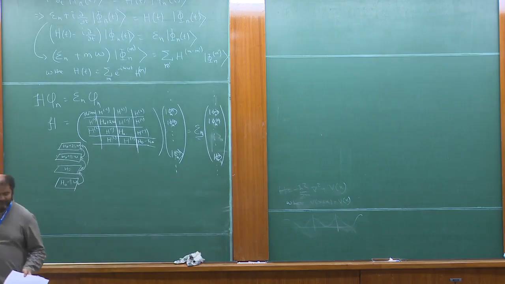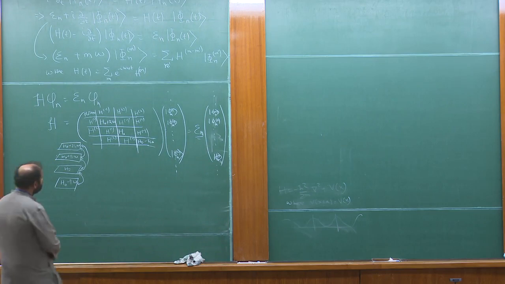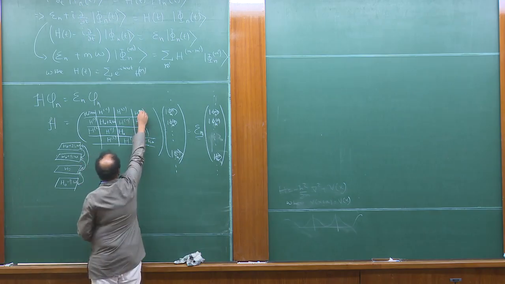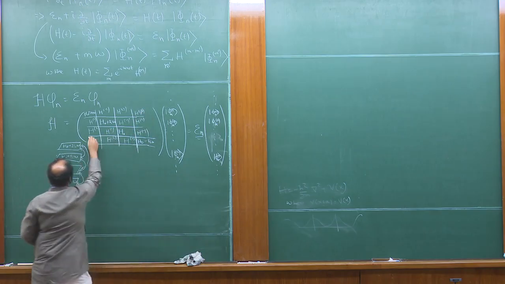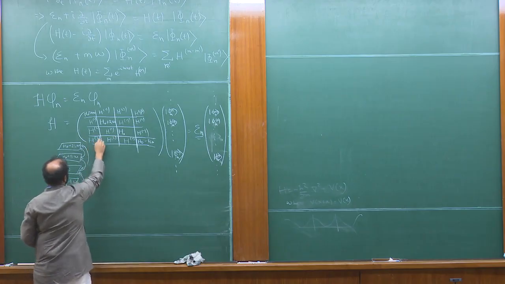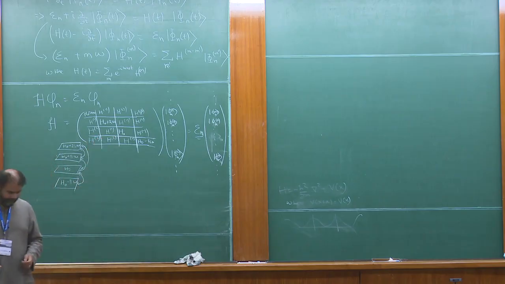The right and top of it will be H of minus 3. Sorry, this will be H of minus 3. This will be H of 3. Yes, yes, please.